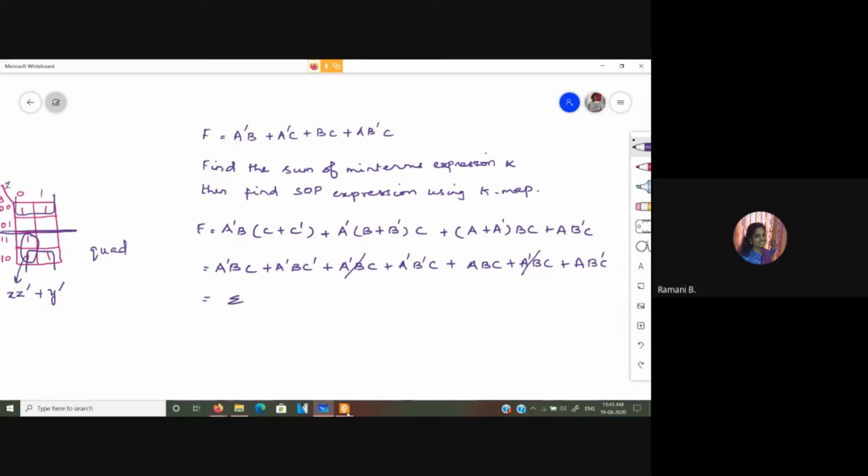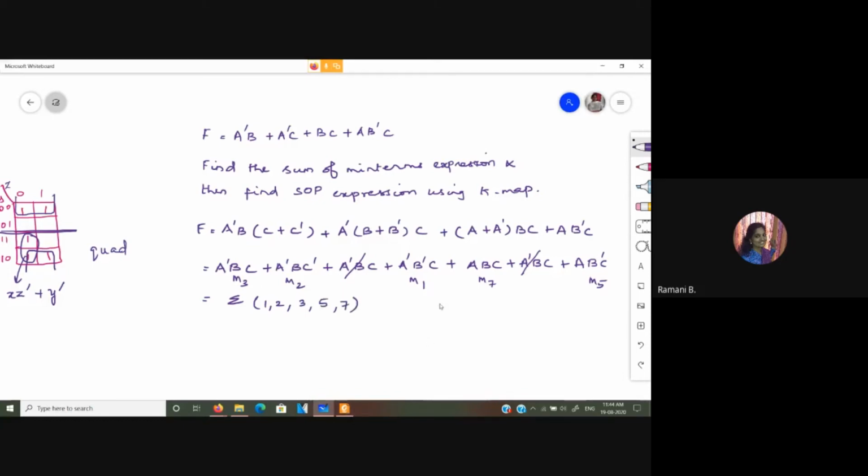So this is 0, 1, 1. So this is M3. This is 0, 1, 0. So this is M2. This is 0, 0, 1. So M1. This is 1, 1, 1. So M7. And this is 1, 0, 1. So M5. So we are having 1, 2, 3, 5, and 7.